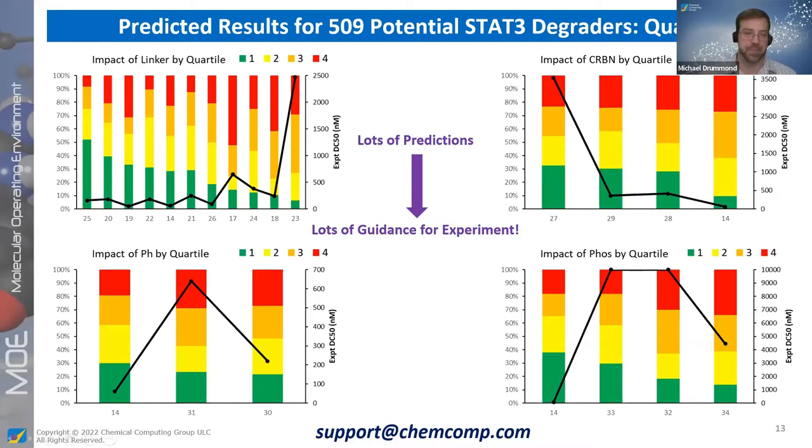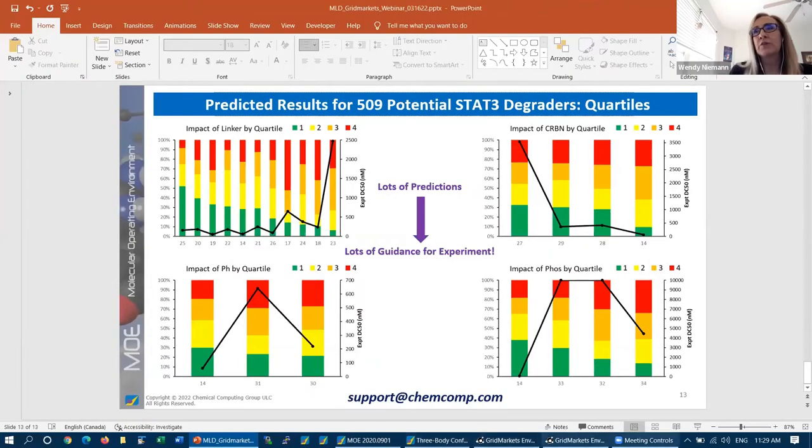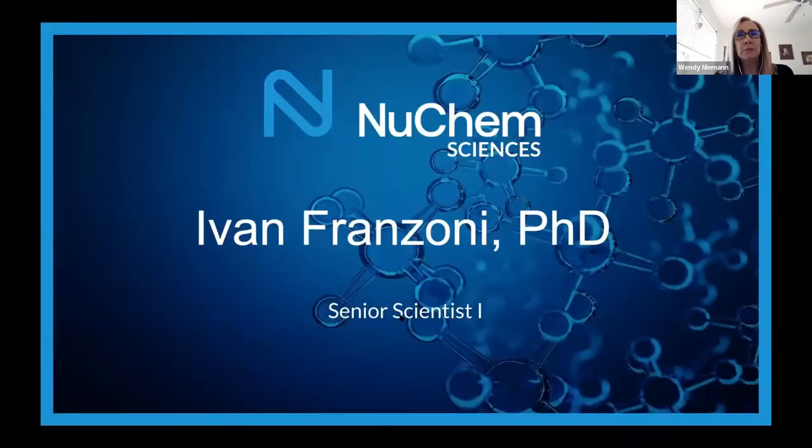Thank you. Awesome, Michael, thank you so much for that awesome presentation. Next up, it's my pleasure to introduce Ivan Franzoni, PhD, computational chemist with NuChem Sciences. After completing his studies as a computational and synthetic organic chemist in Geneva, Switzerland and Toronto, Canada, Ivan joined NuChem Sciences, where he applies his mixed experimental and theoretical expertise in medicinal chemistry and drug discovery programs, as well as being still an active collaborator with academic groups in Canada, Europe, and China.